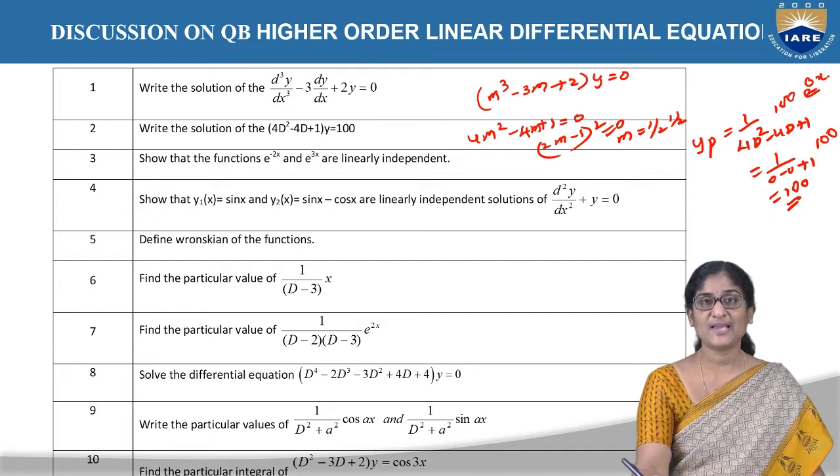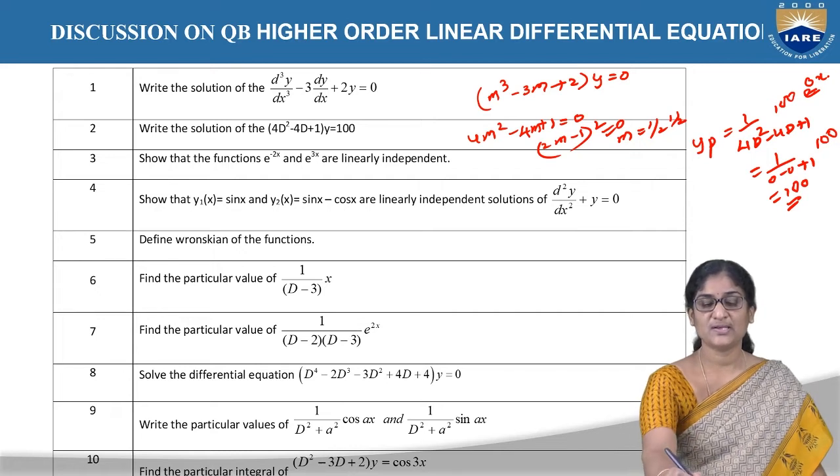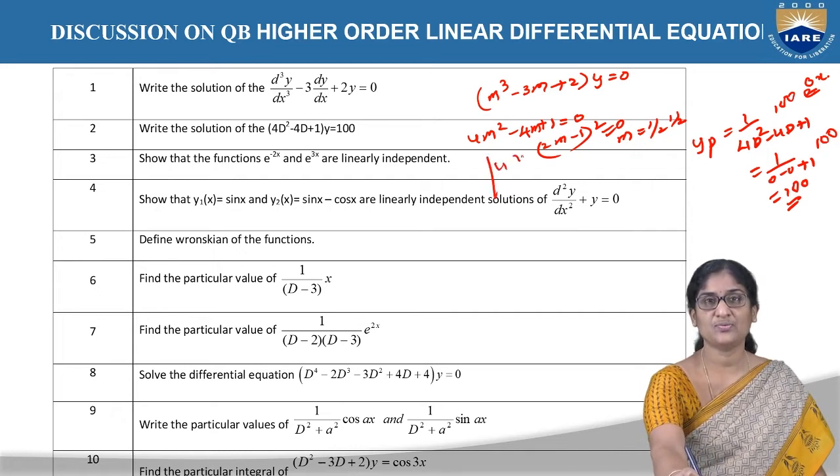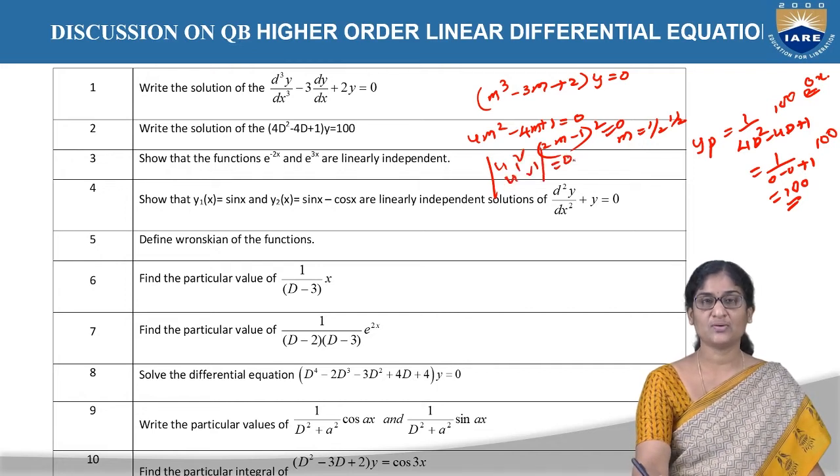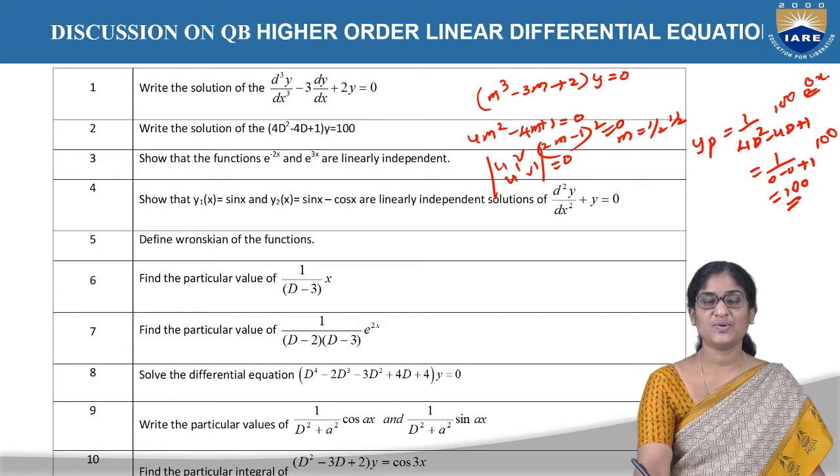To show that they are linearly independent, we find that the Wronskian value should not be equal to 0. Suppose u is equal to e to the power of minus 2x and v is equal to e to the power of 3x, then u dash will be equal to minus 2 into e to the power of minus 2x, and v dash is equal to 3 into e to the power of 3x. So therefore, the determinant of u, v, u dash, v dash is computed. That is how you can find out that they are independent of each other.